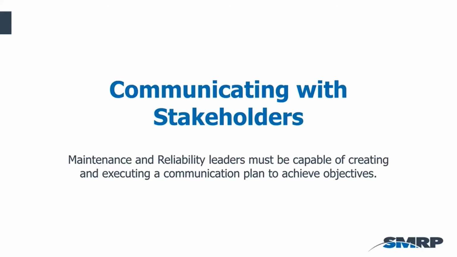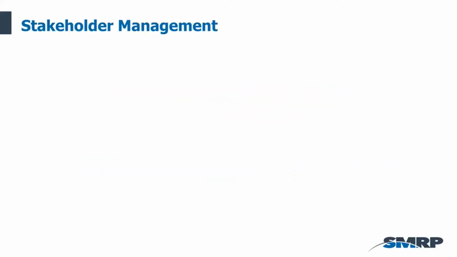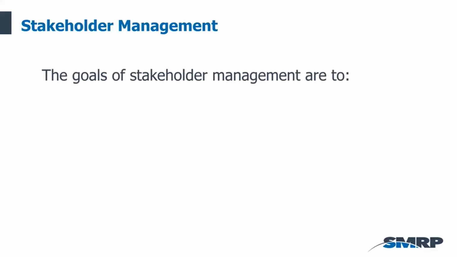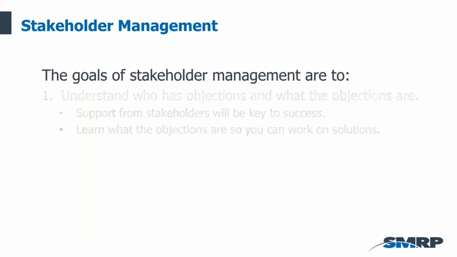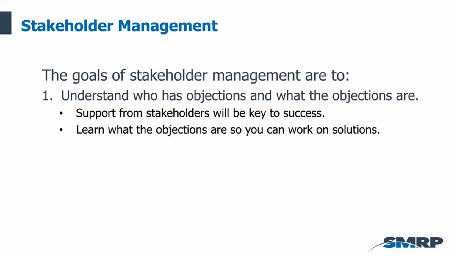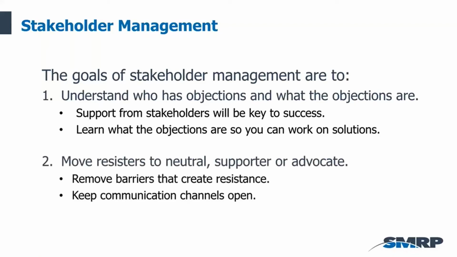So let's do a little bit more on communication with stakeholders. Maintenance and reliability leaders must be capable of creating and executing a communication plan to achieve objectives. So remember stakeholder management. The goals of stakeholder management are to first understand who has objections and what those objections are. We need to get support from stakeholders. Support from stakeholders will be key to success. We have to learn what the objections are so that we can work on the solutions.